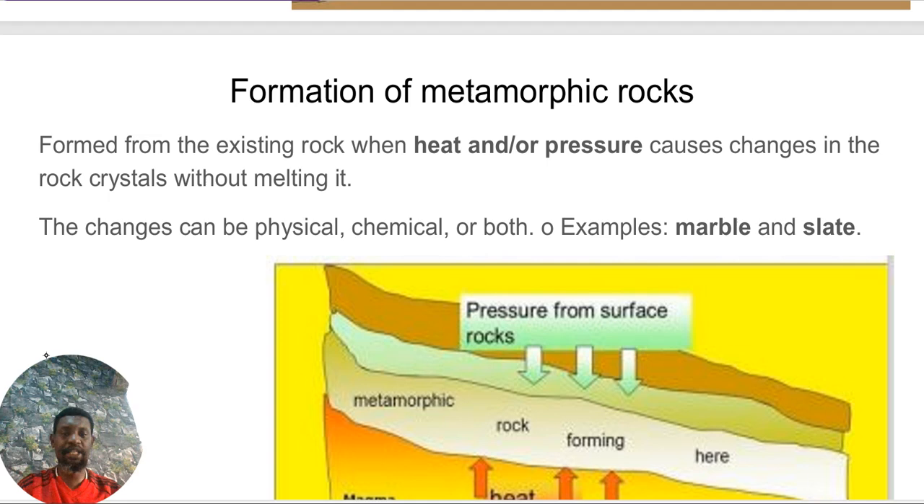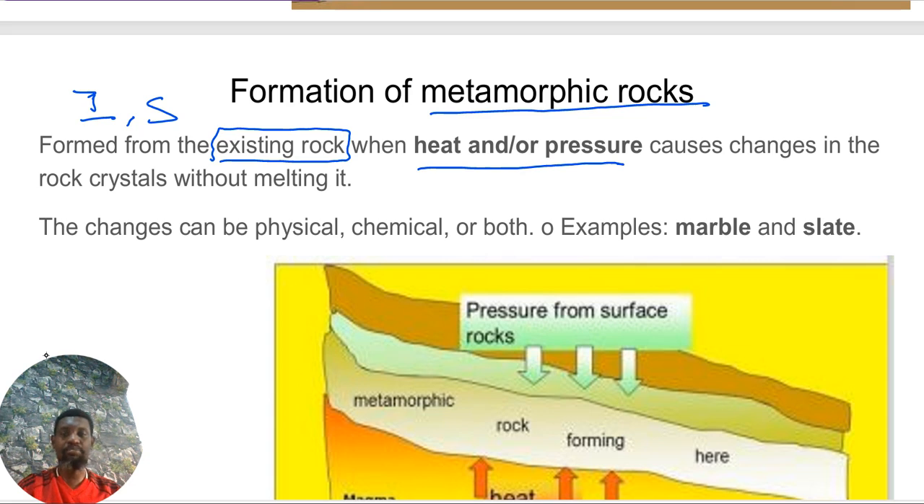Now, formation of metamorphic rocks. Metamorphic rocks are formed from existing rocks. So these rocks can either be igneous or they can be sedimentary. Now, once you have an igneous or sedimentary rock and you exert high heat and pressure on the igneous and sedimentary rock, what it does is that the crystals in the rocks are going to change shape. They are going to change shape without melting. So it won't melt, because if it melts, it becomes magma again. So it doesn't melt, but however, the crystals change shape, and once that is done, you have a metamorphic rock.